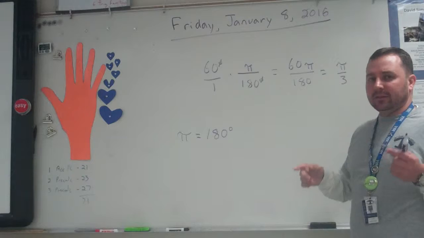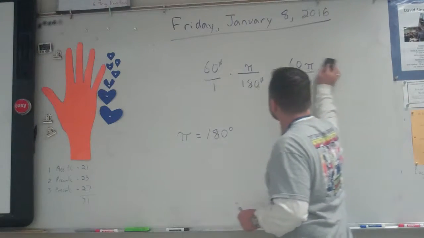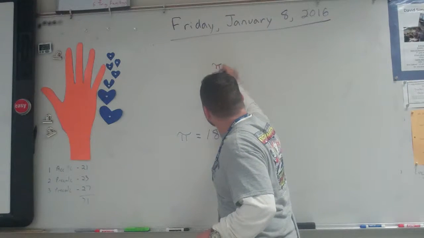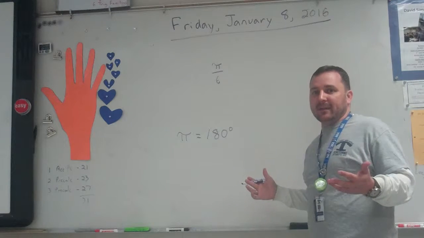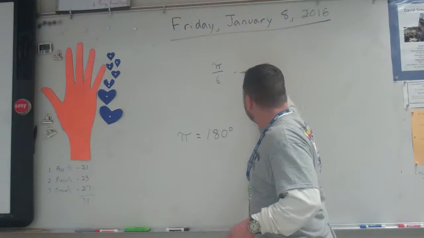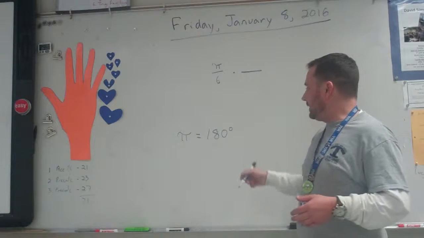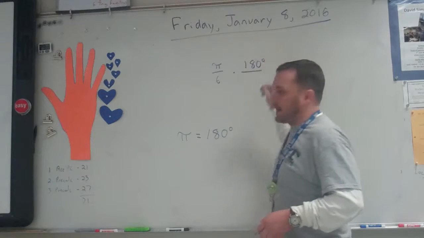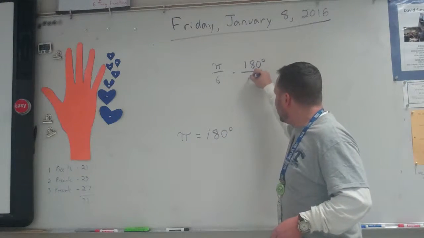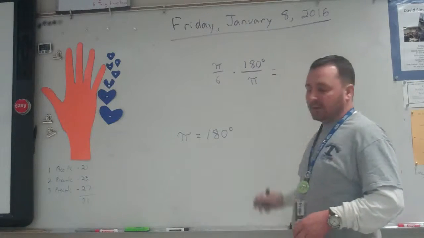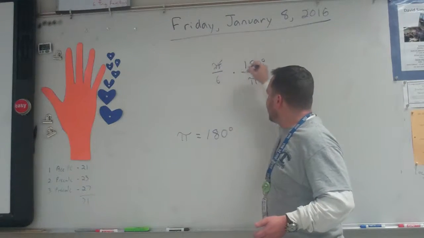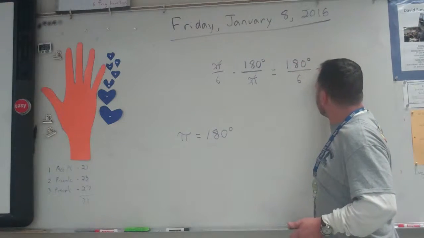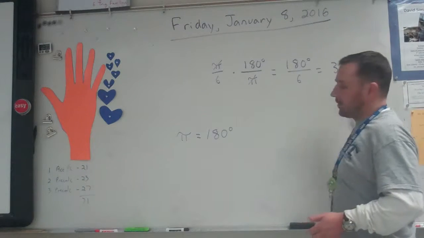Now, let's go the other way. Let's go from radians to degrees. Let's say I have pi over 6 radians, and I want to express that in degrees. Well, here I want my solution to be in degrees, so the 180 degrees will be in the numerator of my conversion factor, and pi radians this time will be in the denominator. And look at what happens. My pi's cancel. I'm left with 180 degrees over 6, which will give me 30 degrees.